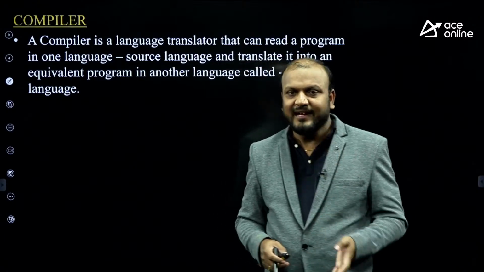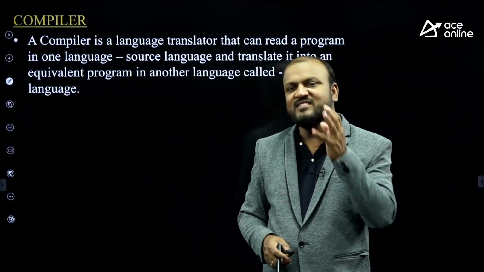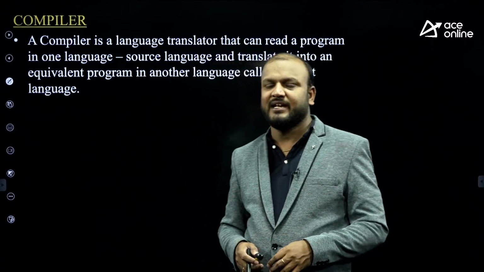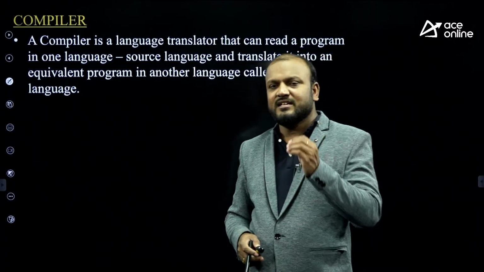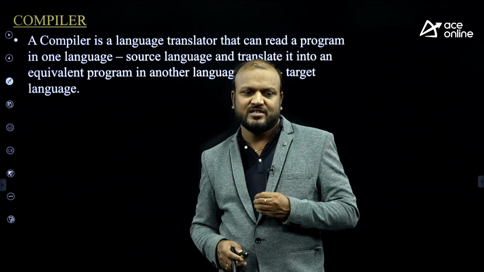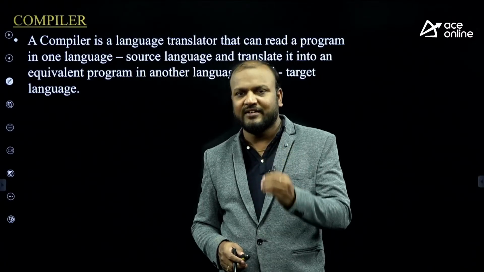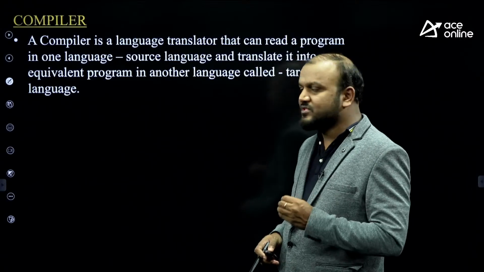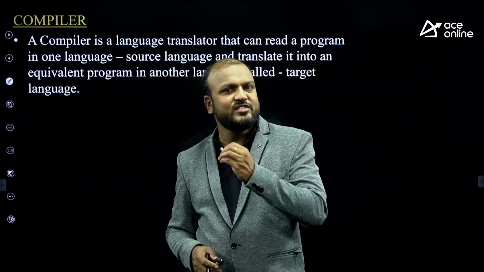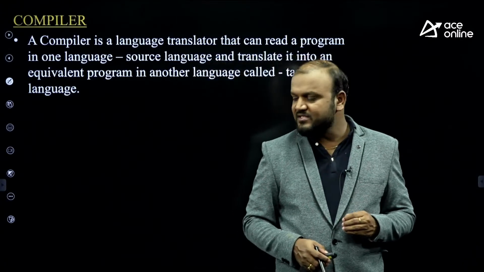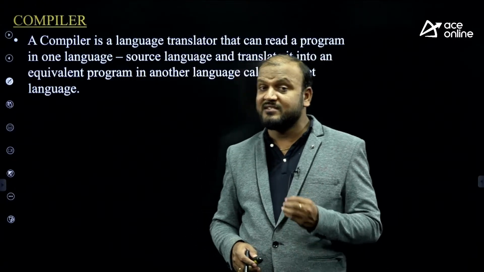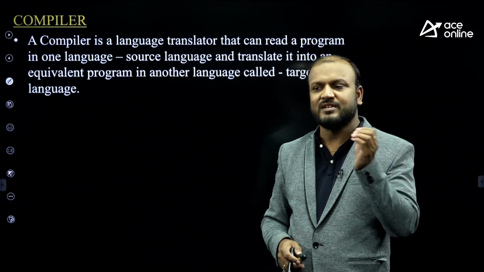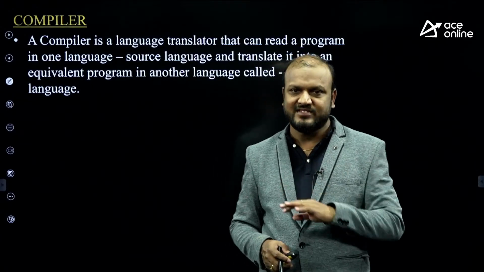I can say it is right, but what is the exact definition of a compiler? Instead of saying high-level language to machine language, the accurate definition that is satisfied for all compilers is to say it is a language translator. Why is it called a language translator? Because it translates the source program to the target program.